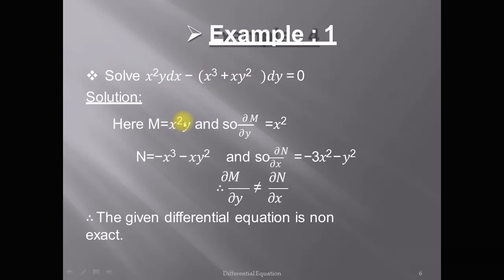Now dear students, note that in this equation the function M is homogeneous. The degree of this term is 3, 2 plus 1, y power 1. 2 plus 1 is 3, and the degree of the N function in each term is also 3. The degree of the x term is 3, and the degree of this term is also 3, 2 plus 1 is equal to 3. So the degree of the N function is 3 and the degree of the M function is also 3. So in this case M and N are homogeneous functions, so the given differential equation is homogeneous.